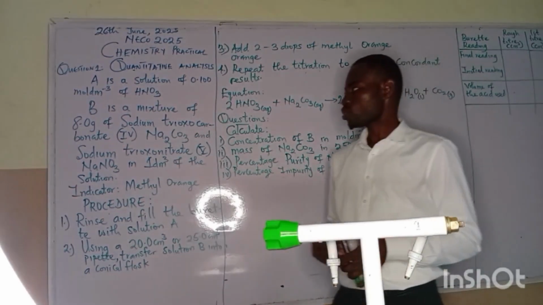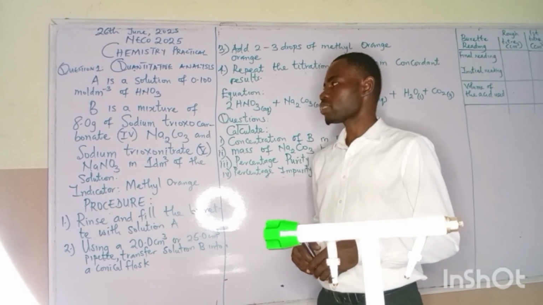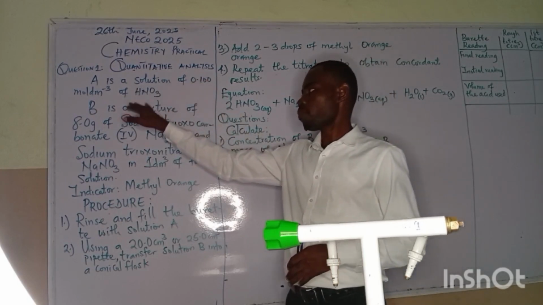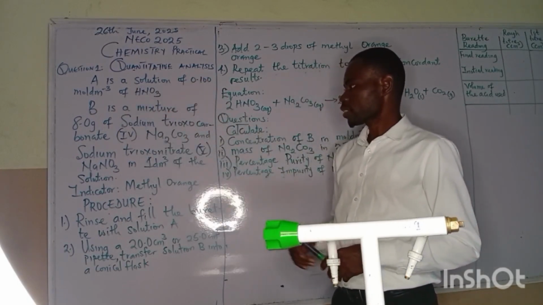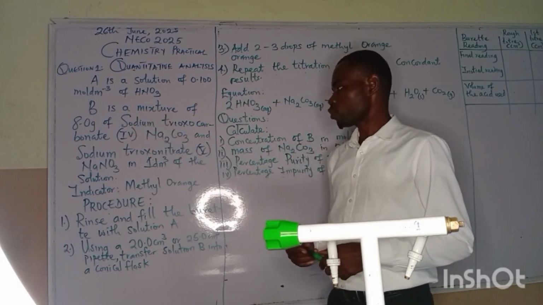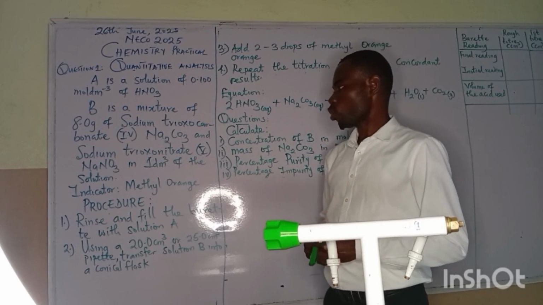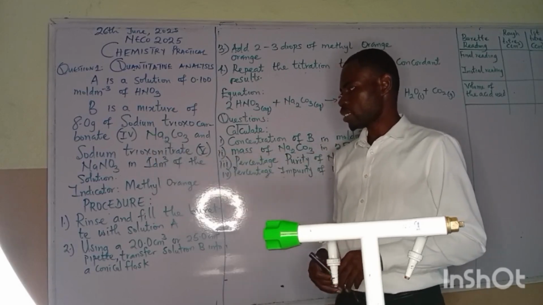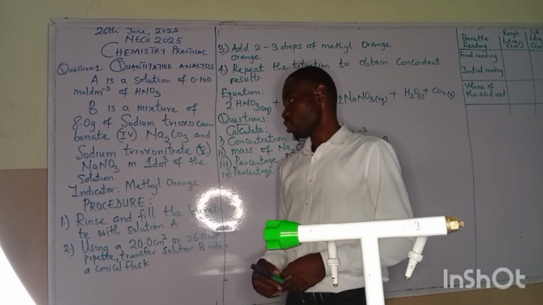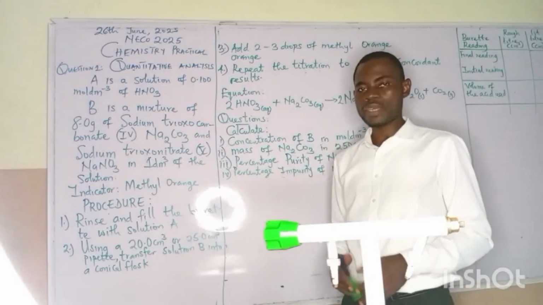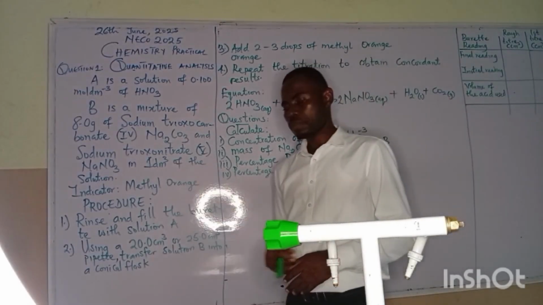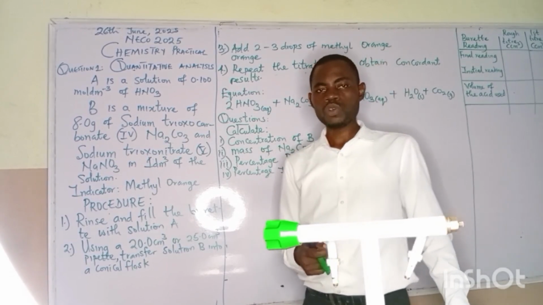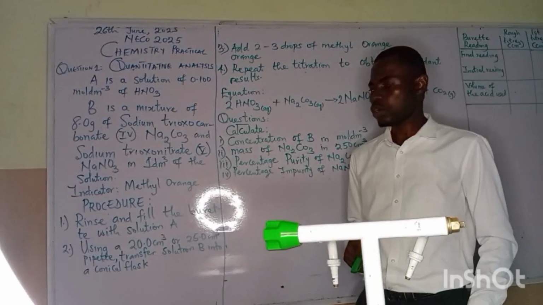Now we have on the screen a question based on the information NECO gave to us. A is a solution of 0.100 mole per dm cube of hydrogen trioxonitrate(V), and B is a mixture of 8 grams of sodium trioxocarbonate(IV), that is Na2CO3, and sodium trioxonitrate(V), that is NaNO3, in 1 dm cube of the solution, and we have methyl orange as our indicator. This practical you are seeing on the screen, I have done it and released it in our previous video, but now is the time to do the calculation on it.